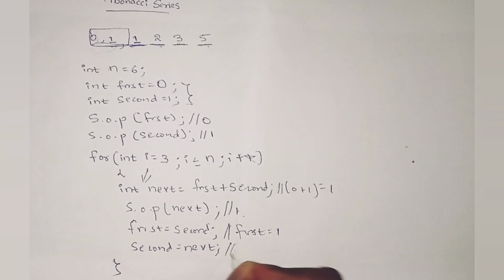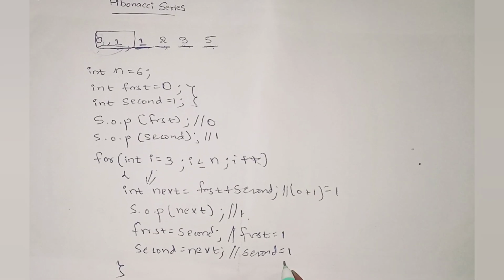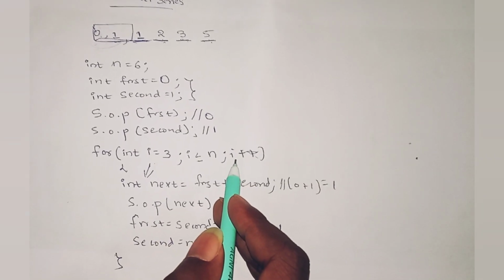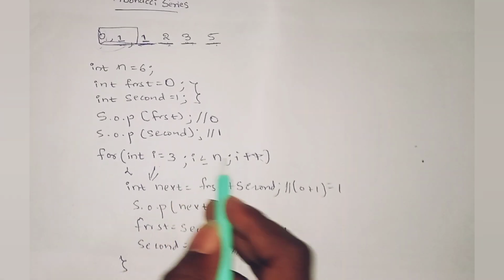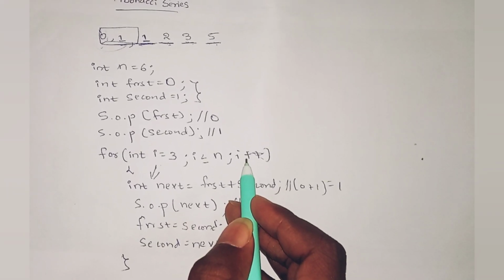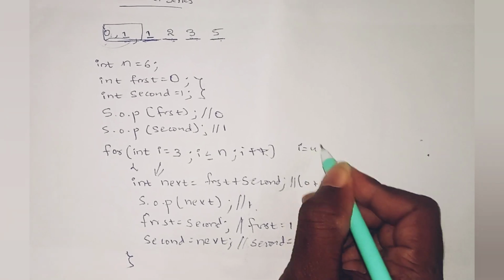So here what happens? Second equals 1. Now first value is 1, second value is 1, updated values, right? Now it increases the i value. So initially we have i equals 3. Now i gets updated by 1, incremented by 1. That is 3 plus 1 is 4. So here i becomes 4.